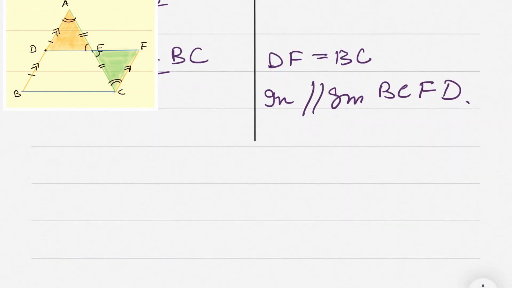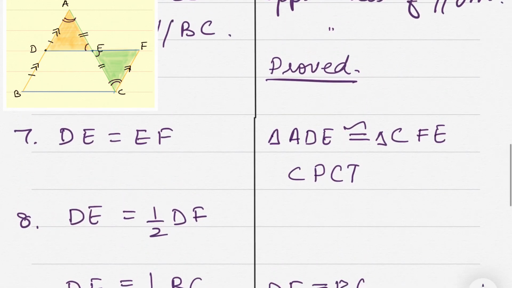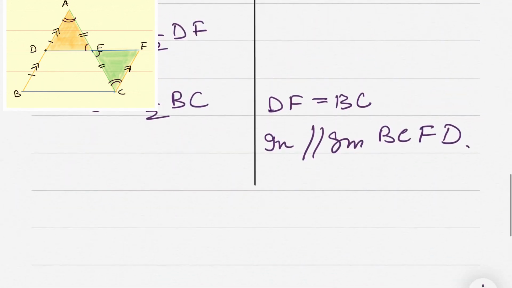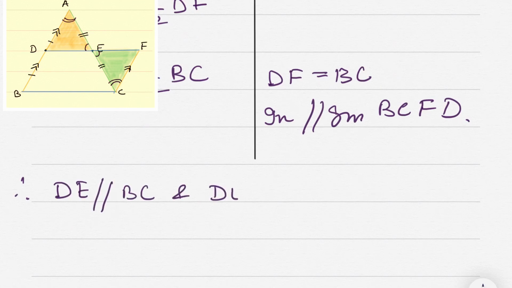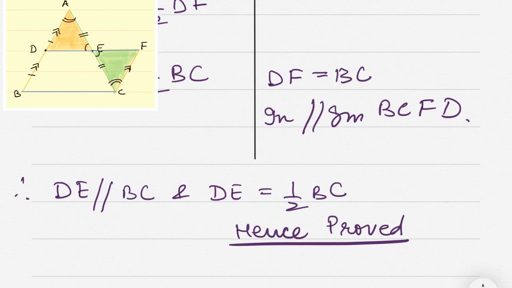So we have proved both the things, whatever was wanted. First thing was proved here, and the second thing, that DE is equal to half of BC, we have proved here. So I can write down here DE is parallel to BC and DE is equal to half of BC, right? So hence proved. So we have proved the midpoint theorem.